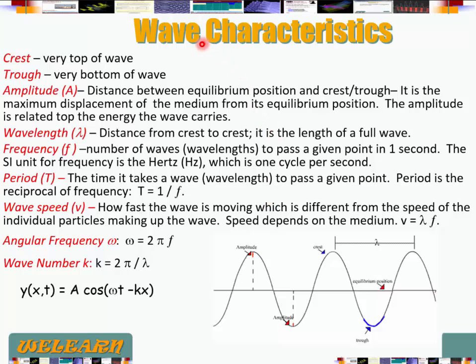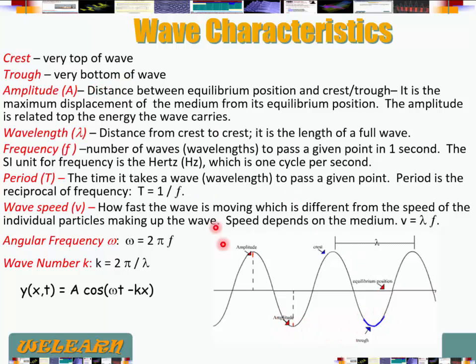Now let's discuss the characteristics of a wave. There is what we call the crest, which is the very top of a wave. That's one crest, a second, a third. A trough, the bottom of the wave.